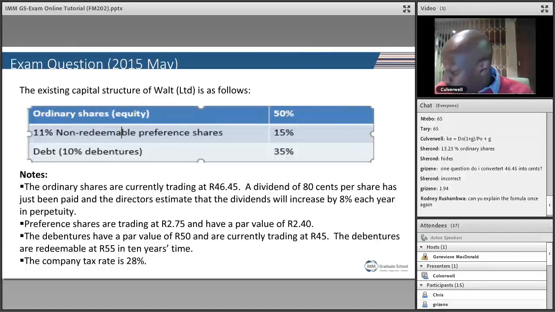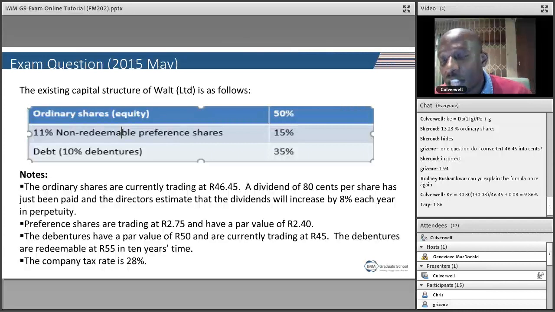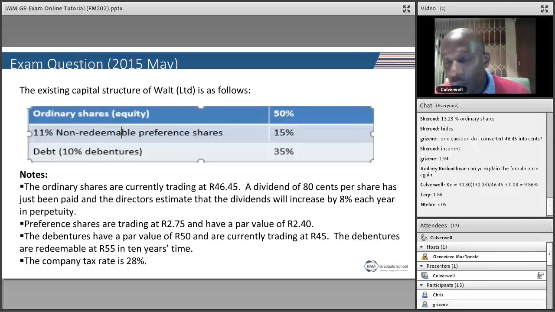The formula is on page 351. Rodney, you're saying your D0, open bracket, 1 plus G. Your D0 is the dividend. Your G is your growth rate. Close bracket, over P0, which is your market price per share, plus your G, which is your growth rate. That's basically how one is supposed to do the calculation. Anyway, let me put you to rest. That is how one would have calculated your cost of ordinary shares.